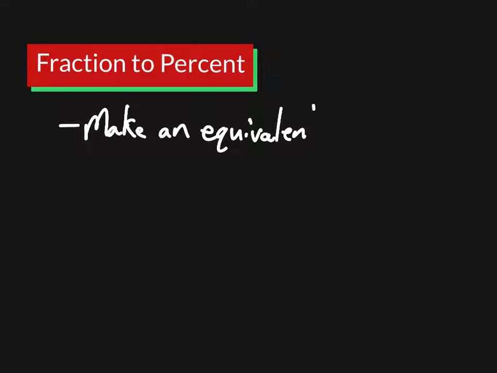To change a fraction to a percent, you need to make an equivalent fraction. If percent means over 100, then obviously we need to make it into a fraction with 100 as the denominator.